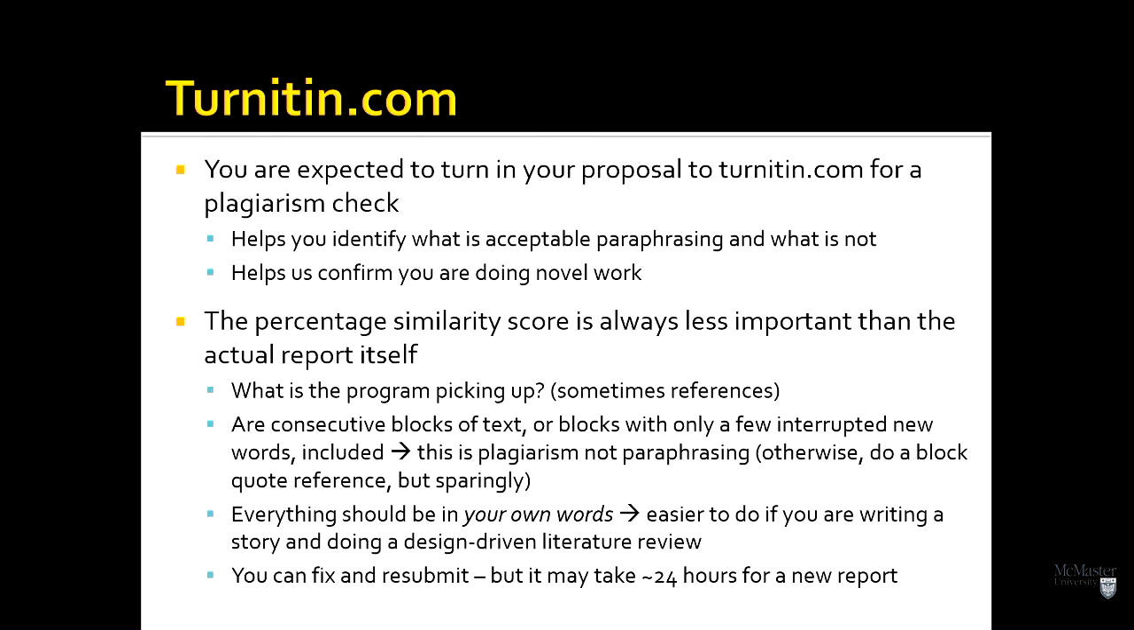I want to briefly talk about Turnitin. So I think it is still Turnitin, right, we use? Yes. So yeah, there's a couple now floating around. But you are asked to submit your comprehensive proposal on Turnitin. And many of you have used this before for lab courses and things like that. You're familiar with it. You will get a similarity score and a percentage. Be careful about interpreting that percentage, okay? I'm a journal editor. I've sent papers out for review with 40% similarity. I've rejected papers for plagiarism with 8% similarity, right? It depends what it's highlighting. So what's the program picking up? Sometimes it's references, and you should definitely ignore those, right? The question is, are there consecutive blocks of text, or blocks with a few interruptions?